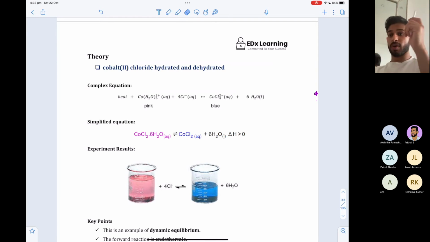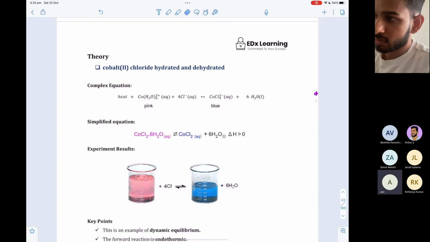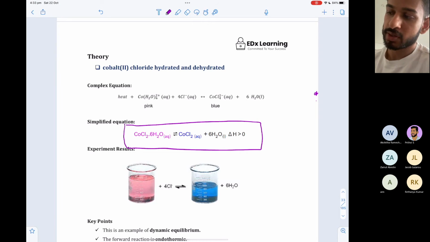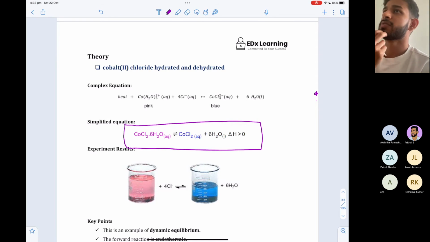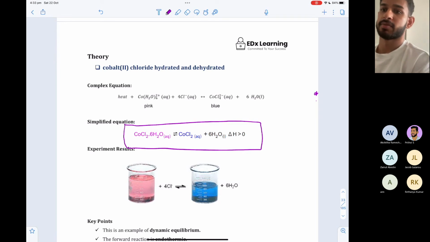Now, can anyone tell me what Le Chatelier's principle is? Anyone learned it at school? Is it when there's a change imposed on the system, it rearranges to form a new equilibrium? Good, very good. Now, Anne, when it rearranges to form a new equilibrium, is it trying to oppose the change, or is it trying to amplify the change?